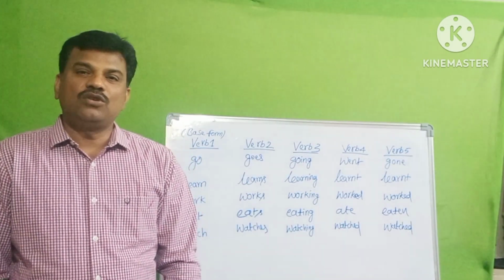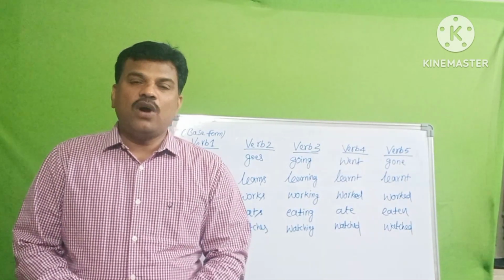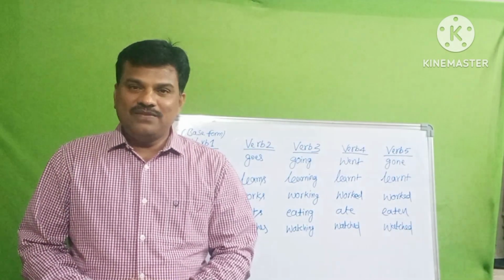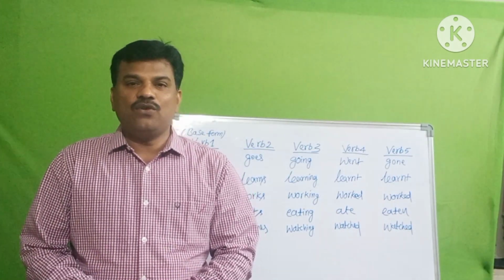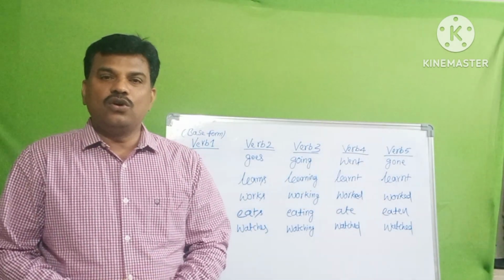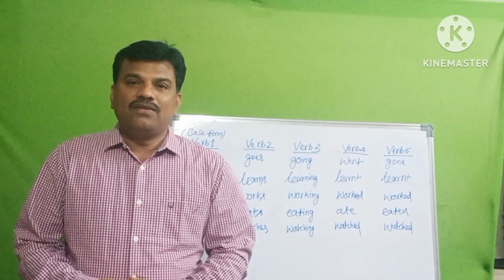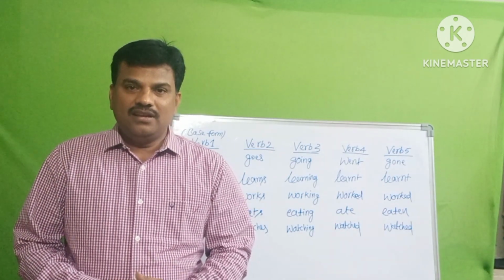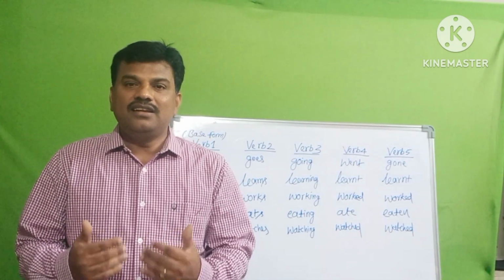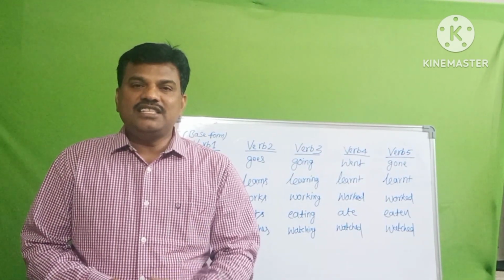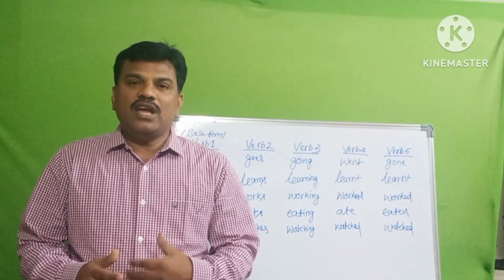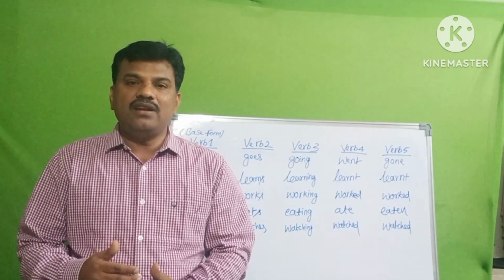Today I am going to talk about helping verbs. As you all know, in English, every verb has five forms: V1, V2, V3, V4 and V5. For example, go, goes, going, went, gone; learn, learns, learning, learnt, learnt. Like this, each and every verb has five forms in English. Today, we are going to see how to use V1 and V2.